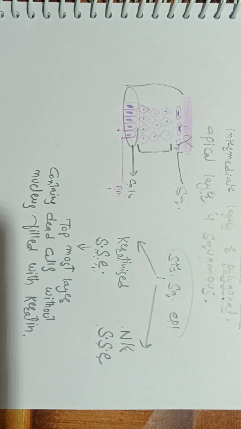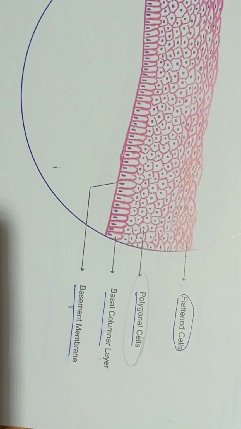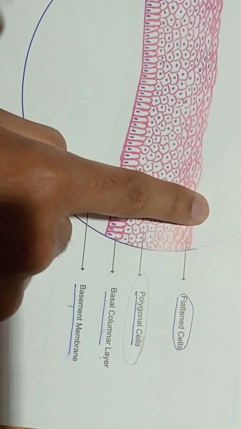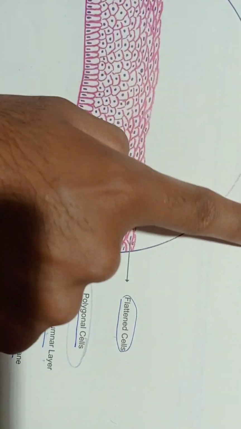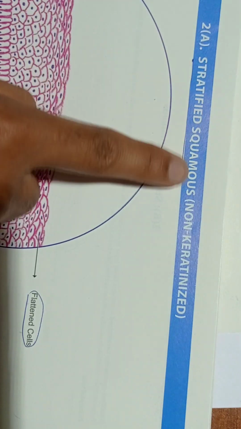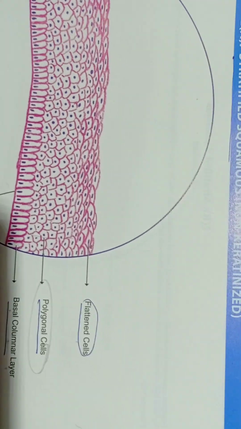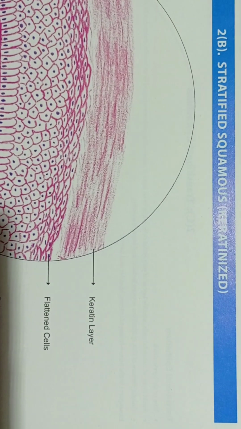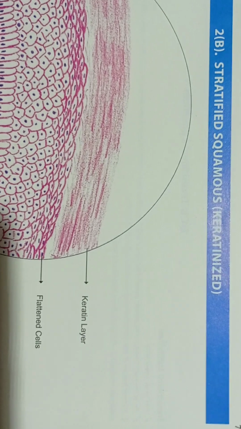So these are the two types of stratified squamous epithelium. As you can see, these are the flattened cells, squamous cells. Above it, there is no keratin, so it is stratified squamous non-keratinized. While if we look here, this is the stratified squamous keratinized.